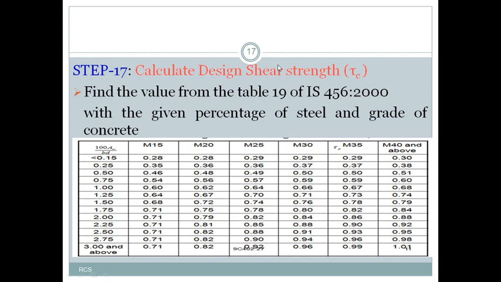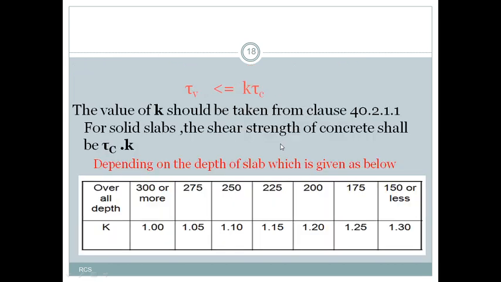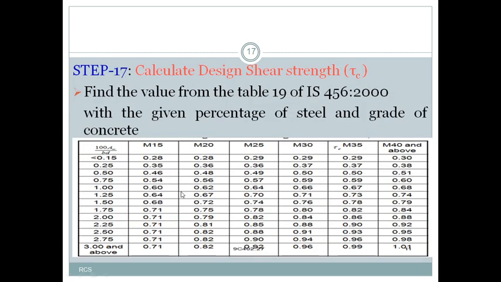The design shear strength value, tau c, can be obtained from Table number 19 of IS 456 2000. So these are the Ast provided, and this is the grade of concrete given. By using the grade of concrete and Ast provided, the percentage of steel, we have to find tau c.